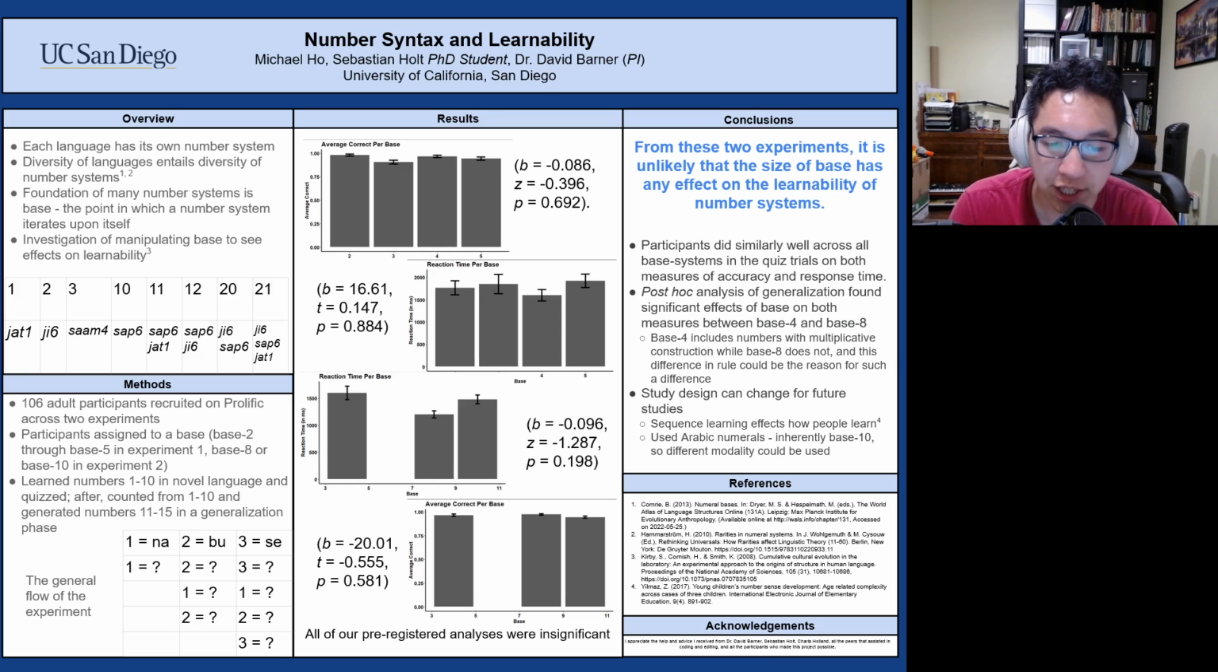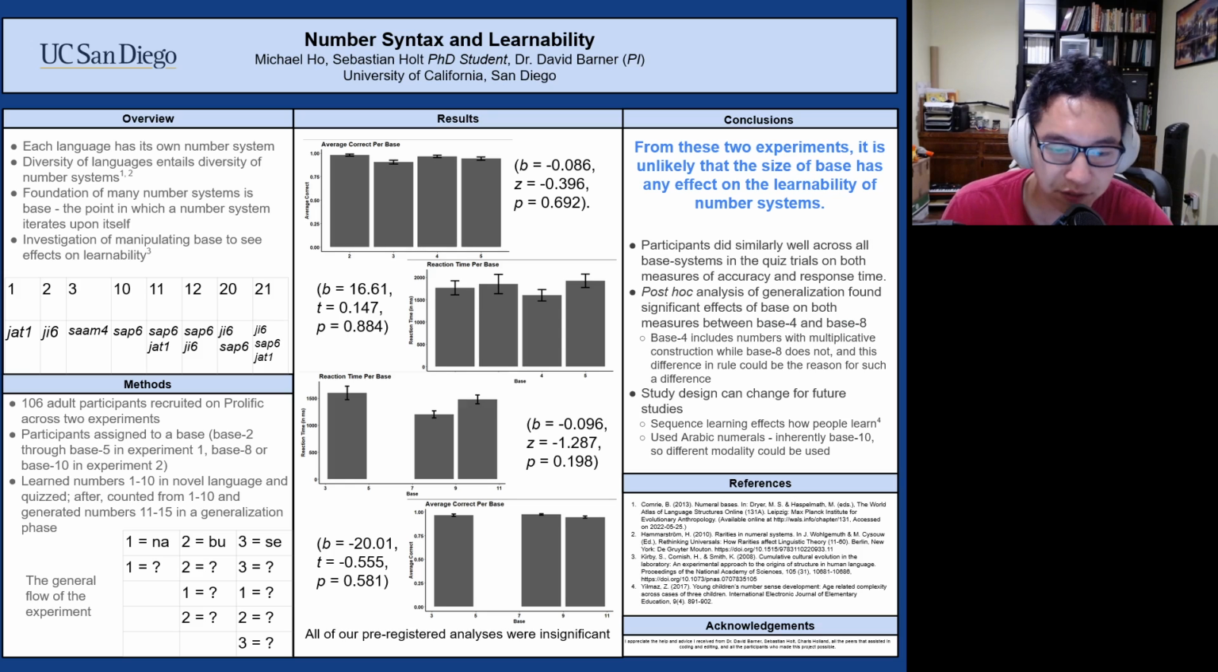For the future, changes to design should be considered. A finding in developmental literature shows that children rely on sequence memorization early on in number word learning rather than actually understanding the value of the number word, so a randomization of sequence might be warranted. A different modality might also be warranted. The participants learned the novel number word in comparison to an Arabic numeral which is inherently base 10, so perhaps dots or dashes representing a quantity might be better used.